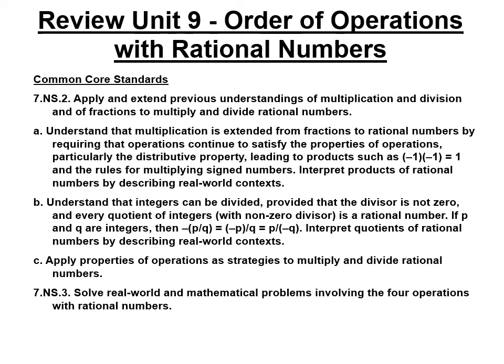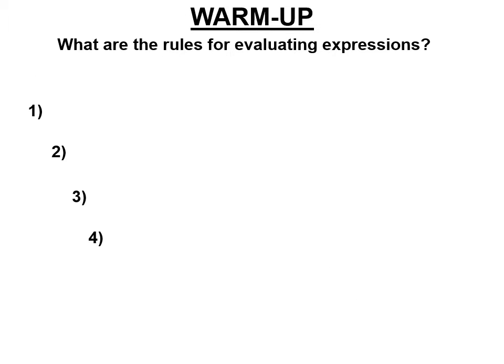So we reviewed order of operations, which you had learned before, but we put rational numbers in it, which includes fractions, decimals, and negatives. So what are the rules for evaluating expressions?